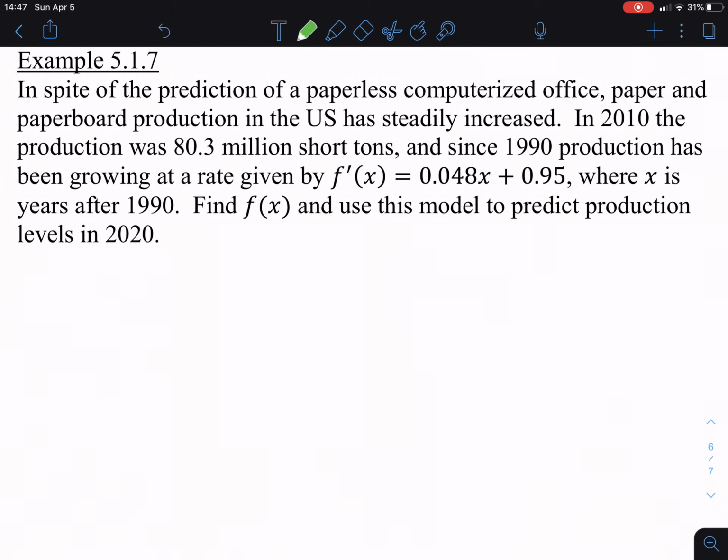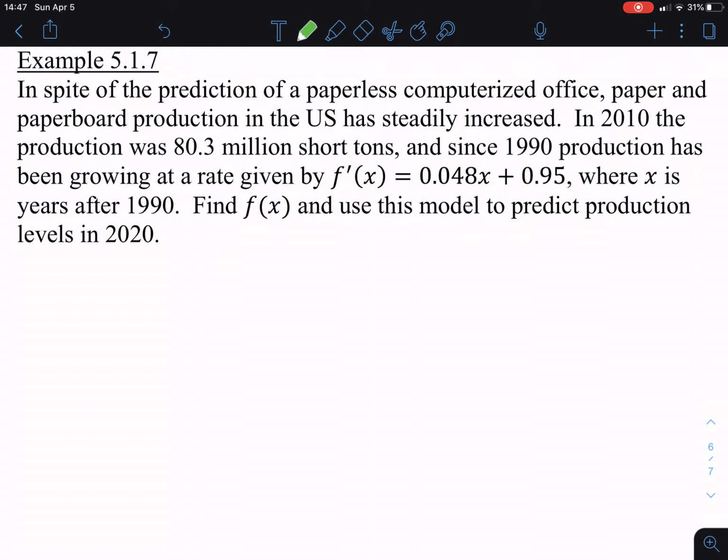In this example, in spite of predictions of a paperless computerized office, paper and paperboard production in the U.S. has steadily increased. In 2010, the production was 80.3 million short tons, and since 1990, production has been growing at a rate given by f prime of x equals 0.048x plus 0.95, where x is the years after 1990. So we want to find f of x and use this model to predict production levels in 2020.